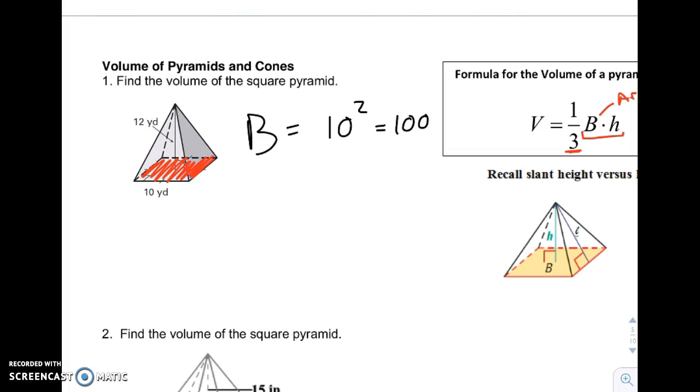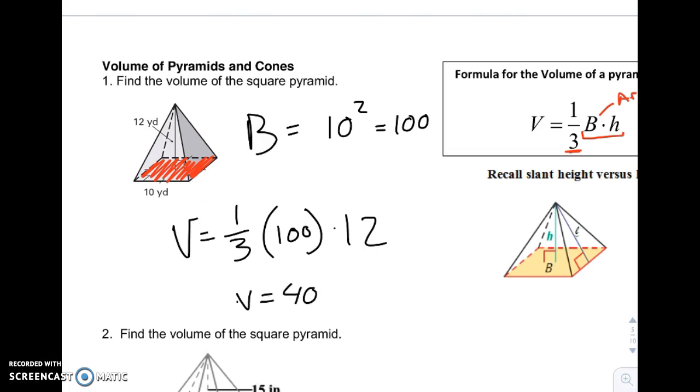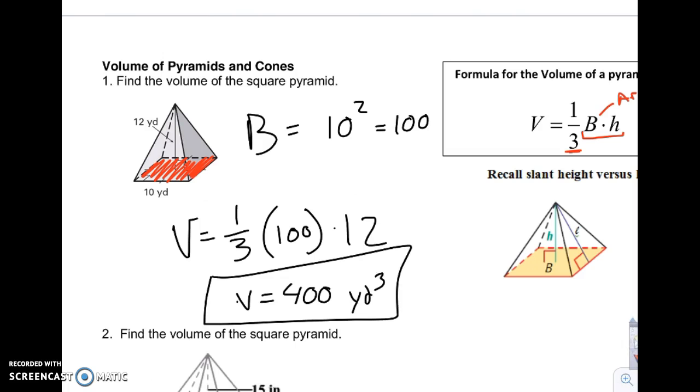So the volume is going to rely on the area of the base, in this case 100. 1/3, area of the base is 100, and then you're going to multiply by the height, which is 12. And you end up with 400 here. And this is cubic yards.